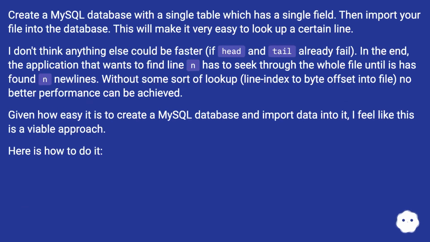Create a MySQL database with a single table which has a single field. Then import your file into the database. This will make it very easy to look up a certain line. I don't think anything else could be faster if head and tail already fail. In the end, the application that wants to find line n has to seek through the whole file until it has found n newlines. Without some sort of lookup index from line to byte offset into the file, no better performance can be achieved.